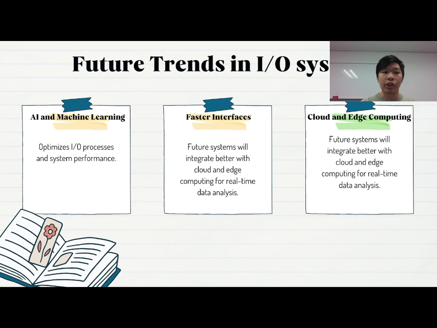Finally, there is integration with cloud and edge computing. The rise of cloud and edge computing is driving the need for I/O systems that can seamlessly handle distributed data processing efficiently. Future I/O systems will likely be optimized for high-speed connectivity to the cloud with lower latency and higher throughput to support faster real-time data analysis.